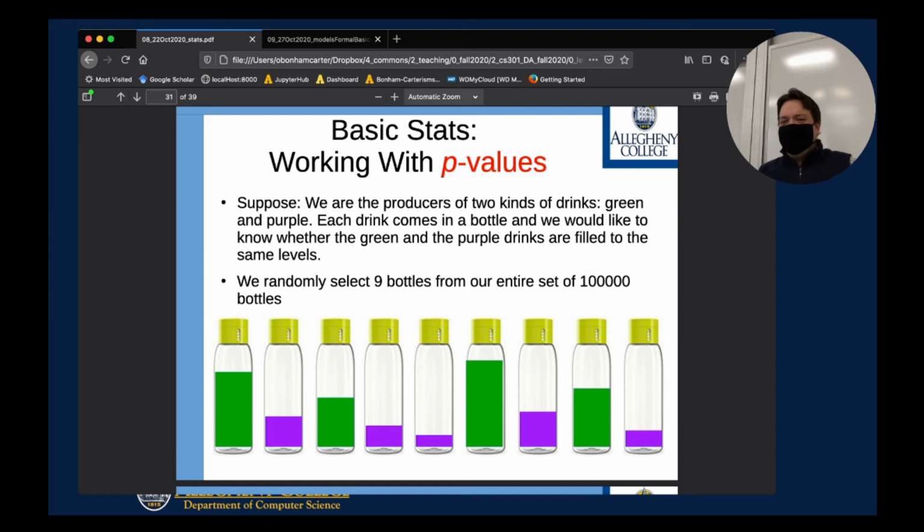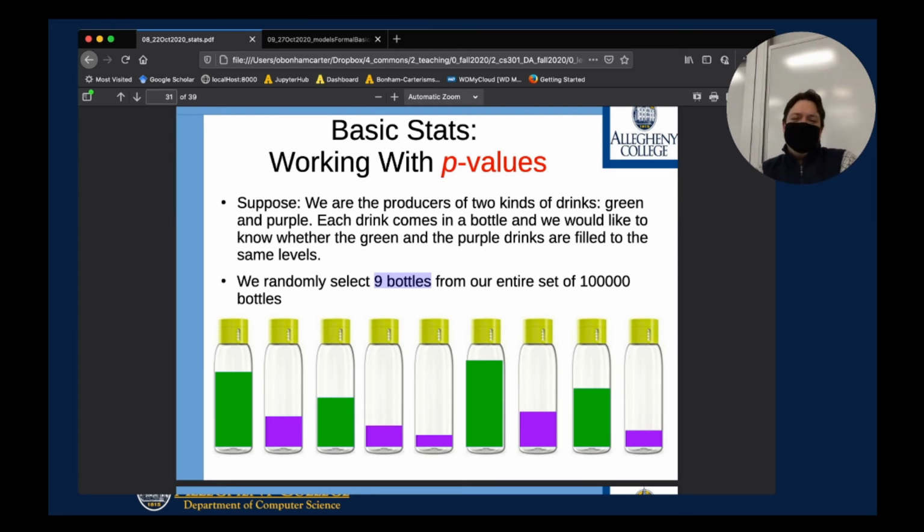And somebody comes to us and they say that they believe, although they're not sure, that there's something wrong with the machine that's bottling the drinks. In other words, that our machine that's bottling the green drinks is filling them up higher than the machine that bottles the purple drinks. In other words, the purple bottles just don't seem to be as full as the green bottles. And so we think, okay, well, maybe there's a problem with our machine. So what we do is we have to run a test.